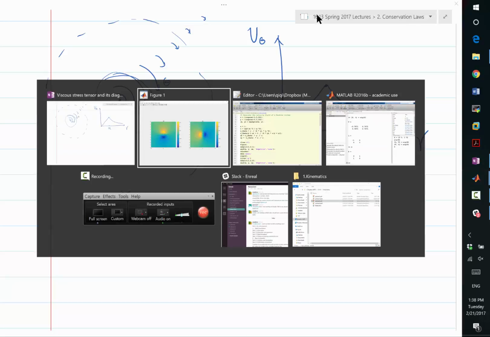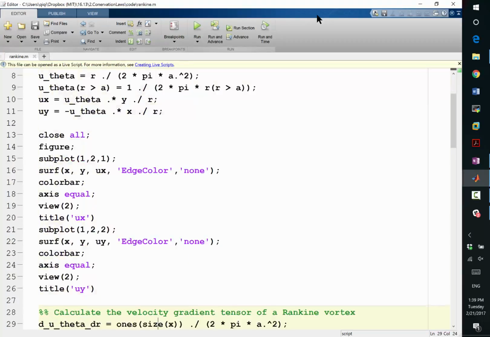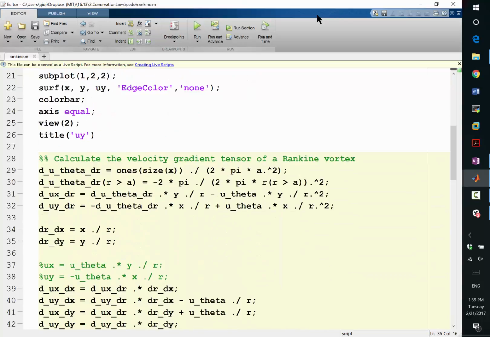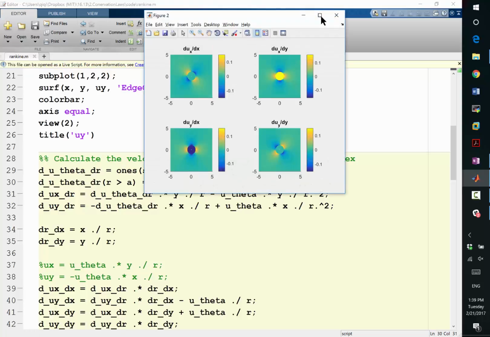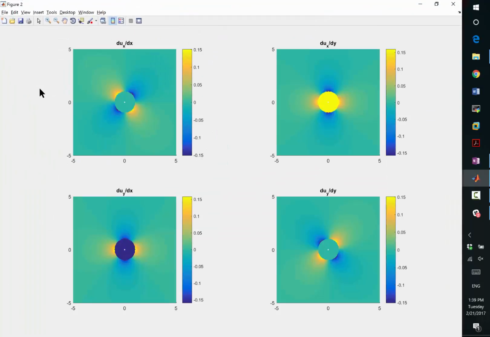Here I'm plotting the velocity gradient tensor as a 2x2 matrix, because the whole flow field is 2D. This is just doing a bunch of math, differentiating this analytical formula. But now if I draw it, this is what I have: du_x/dx, du_x/dy, and so on. These are the 4 entries of this 2x2 matrix. And you can start to see very interesting things, right?